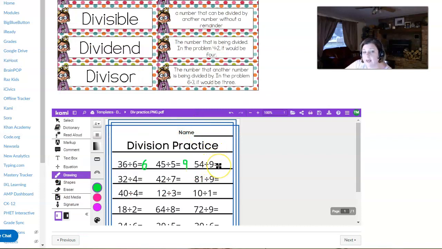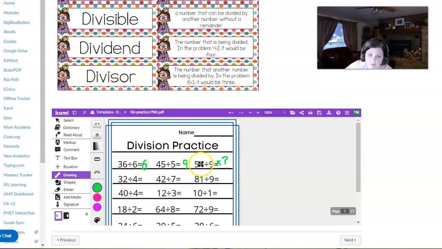54 divided by 9. 9 times what number equals 54? Yesterday in class, I talked about how important it was to memorize your multiplication facts because you'll need multiplication for almost every single math skill, including division.